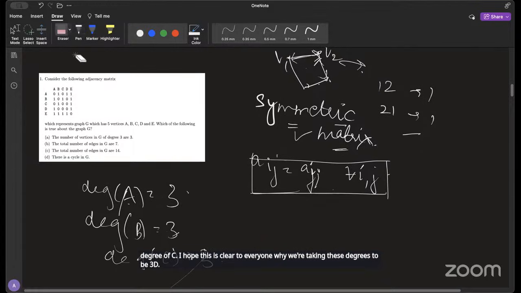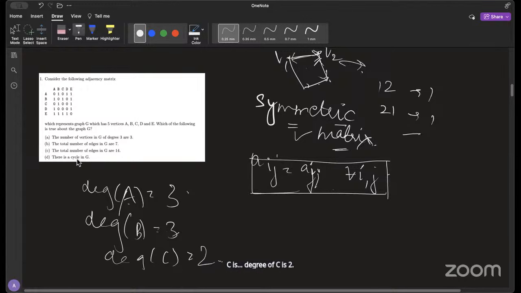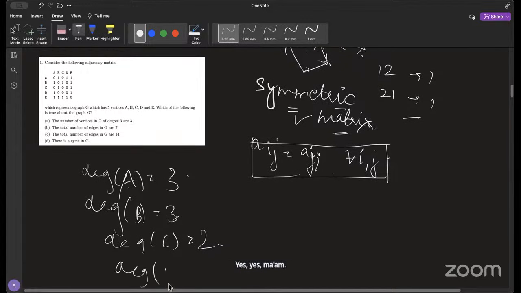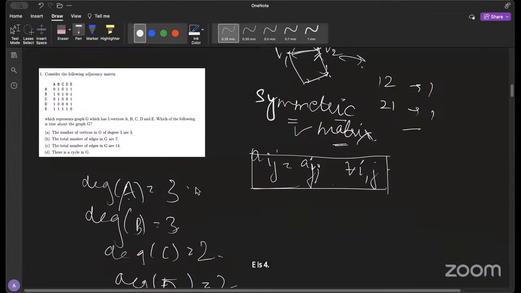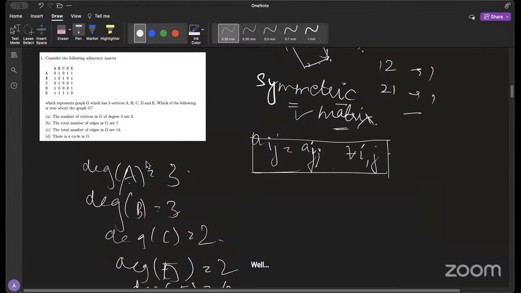Yes, clear ma'am. This degree of C is 2. Then the degree of D is also 2, and then the degree of the next vertex, E, is 4. So there are only 2 vertices whose degree is 3. So the first option should be incorrect.